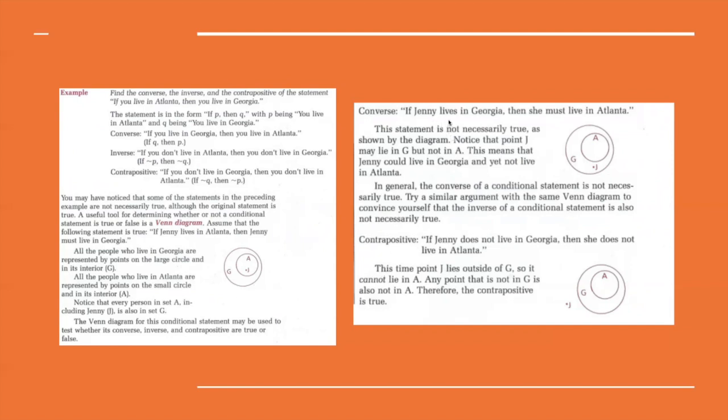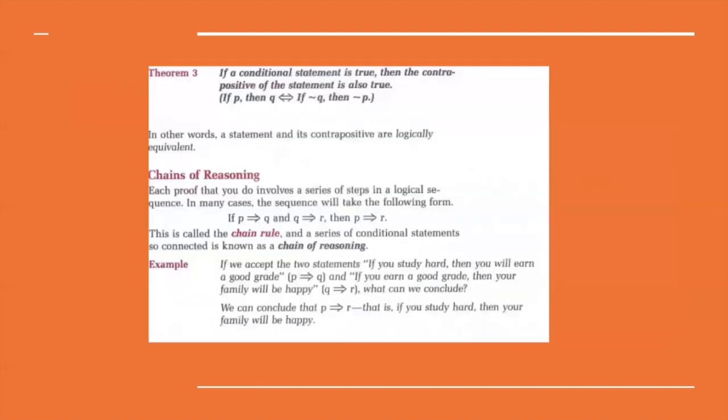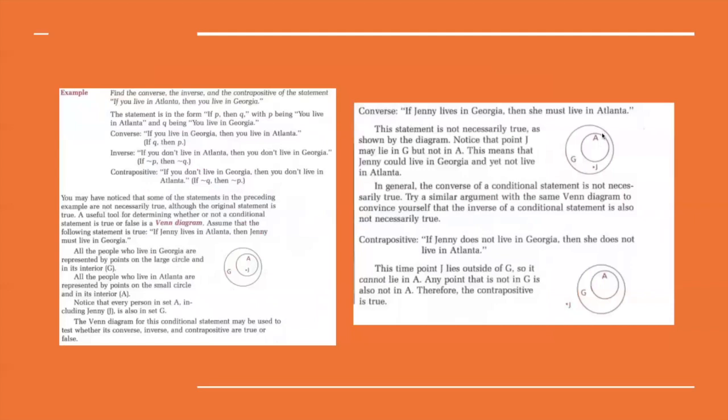Converse: if Jenny lives in Georgia, then she must live in Atlanta. This statement is not necessarily true, since the point J can still be in G, even though it's not in A. In general, the converse of a conditional statement is not necessarily true. Try a similar argument with the same Venn diagram. Contrapositive: if Jenny does not live in Georgia, then she does not live in Atlanta. Since Jenny does not live in Georgia, she's outside the larger circle and she's not inside A, so the statement is true.